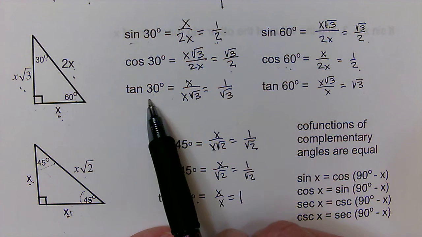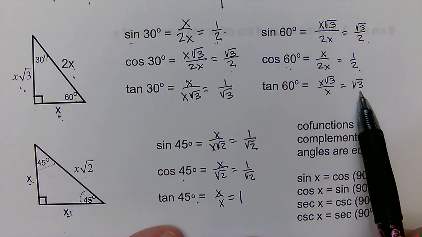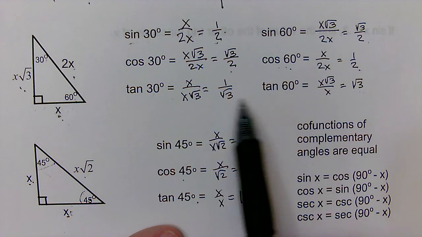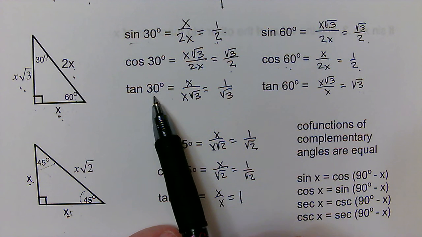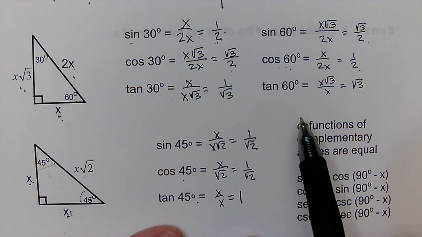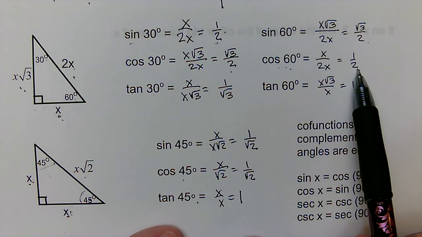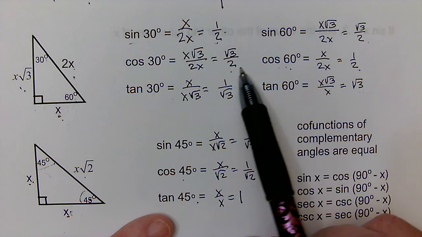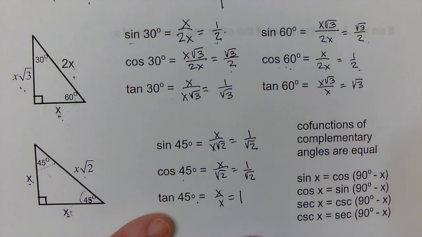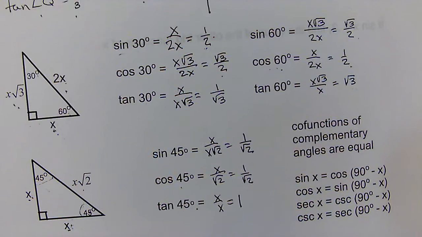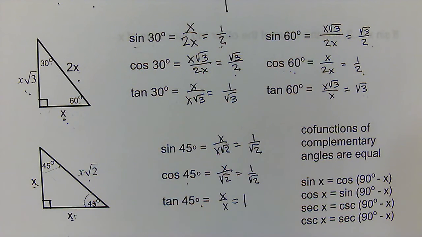The cotangent of 30 degrees would be the reciprocal of 1 over square root of 3, which is the square root of 3. So the tangent of 30 would be the same as the cotangent of 60. The sine of 30 is equal to the cosine of 60. The cosine of 30 is equal to the sine of 60. They're called co-functions because their angles are complements, which starts with CO. So the co-functions of complementary angles are equal to each other.